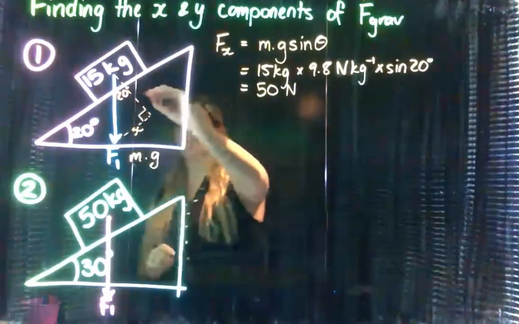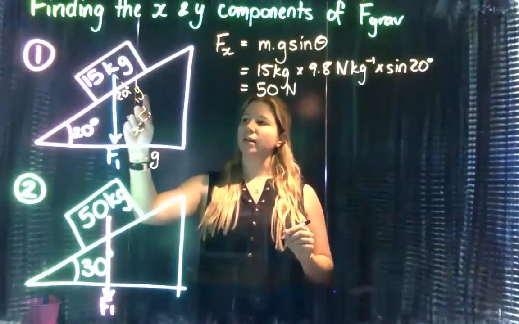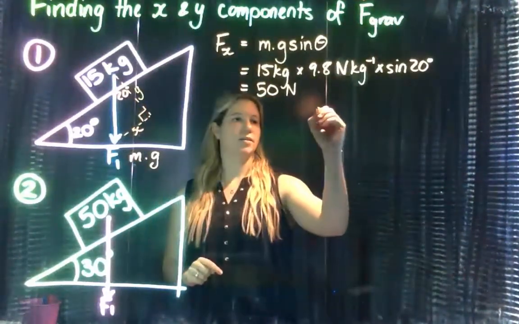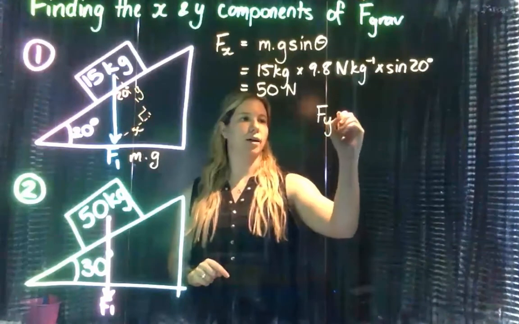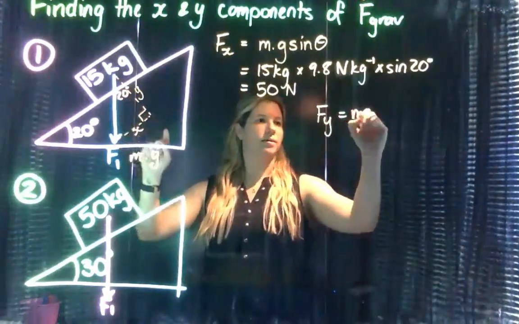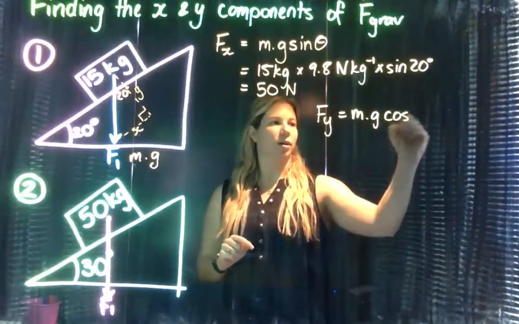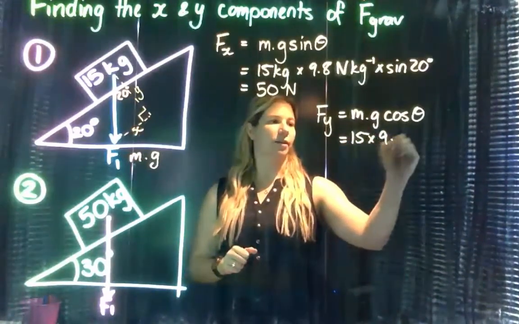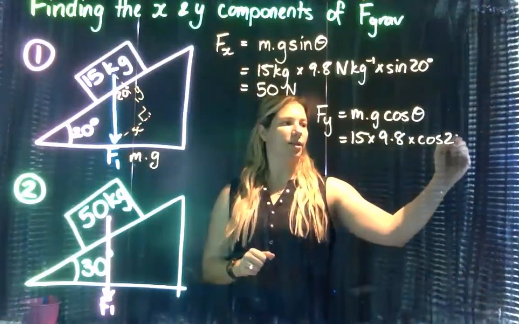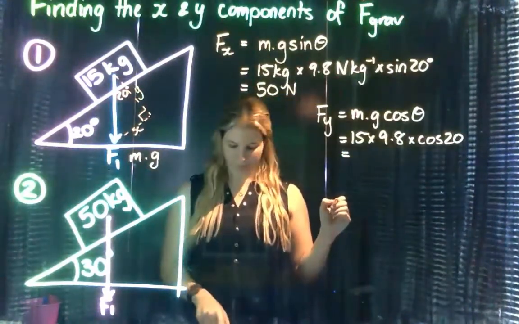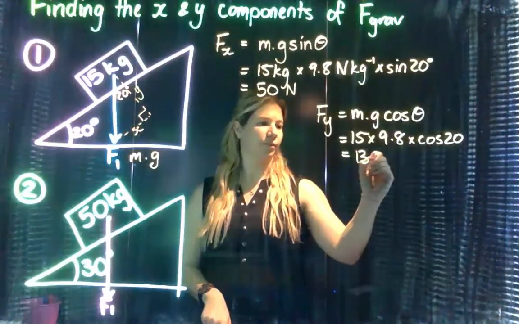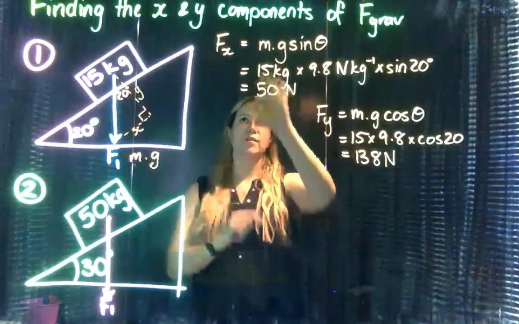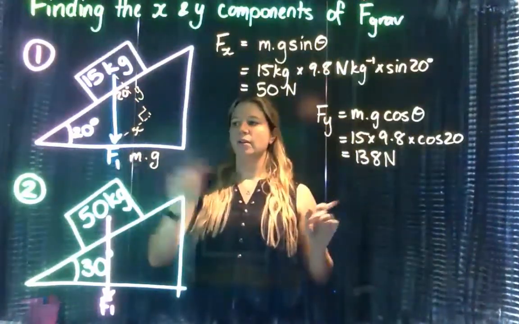Now we're trying to work out the y component, that's this one here. And this one we're using cos because we've got the adjacent side and the hypotenuse. So I might just draw this over here. So y equals mass, again, times gravity, times cos of the angle. In this case, the mass is 15, times gravity, times cos of 20. That gives 138 newtons. Okay, so here we've found the x component and the y component for our first example.